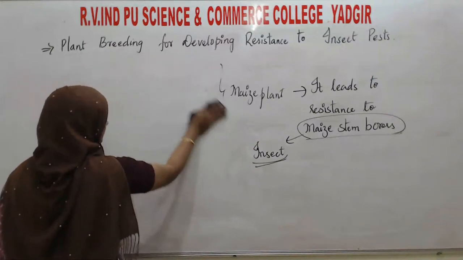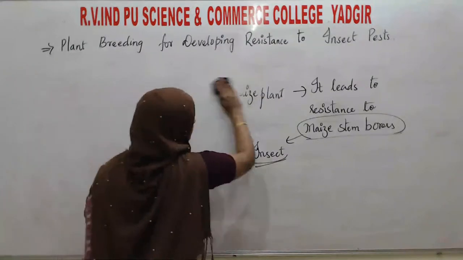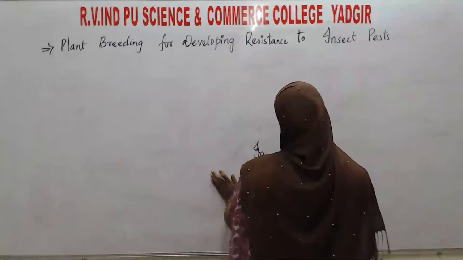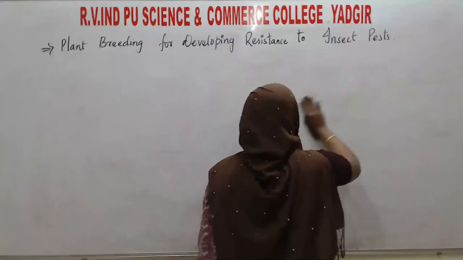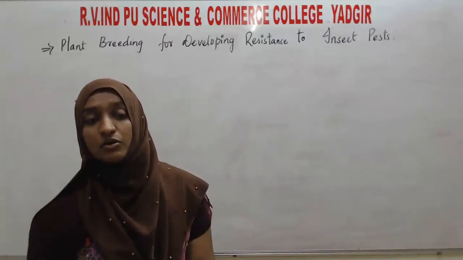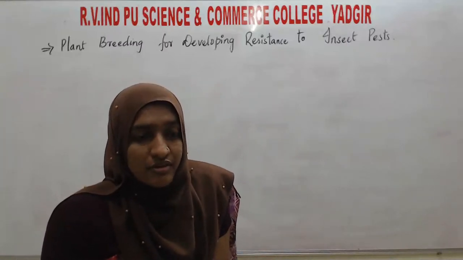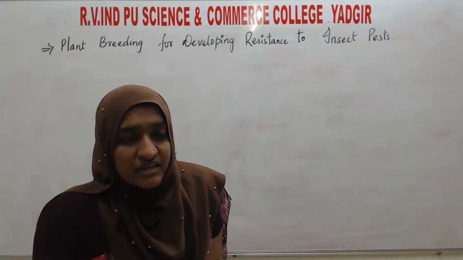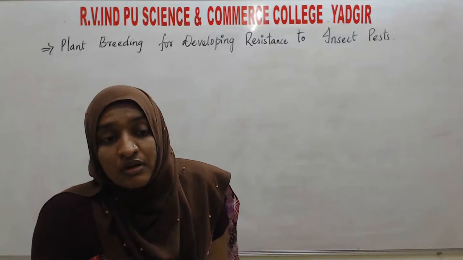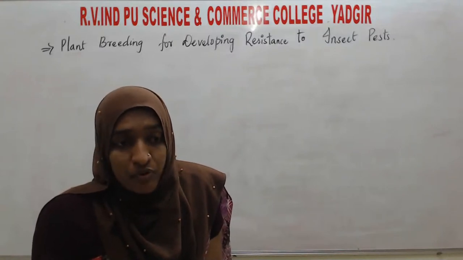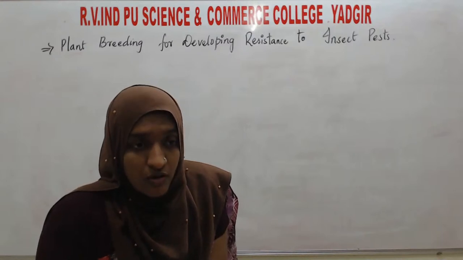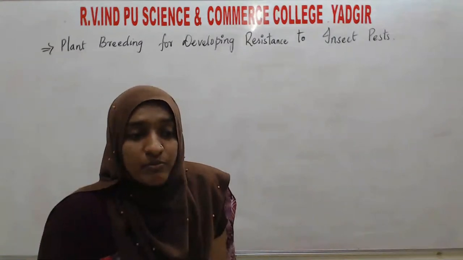So let's see. Whatever I have explained, that is high aspartic acid, low nitrogen content and low sugar content, causes resistance to the maize stem borer in the maize plant. This will be asked as a 1 or 2 mark question. This is a very important question.